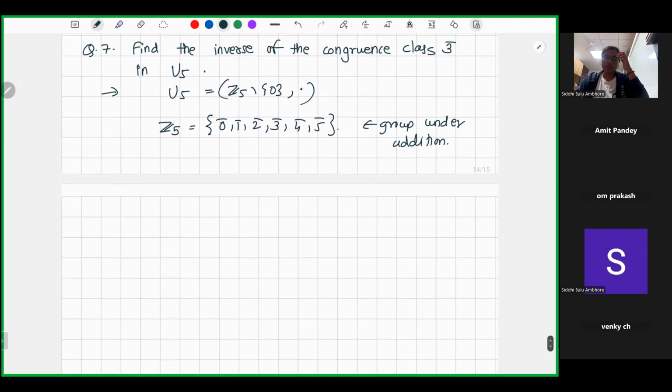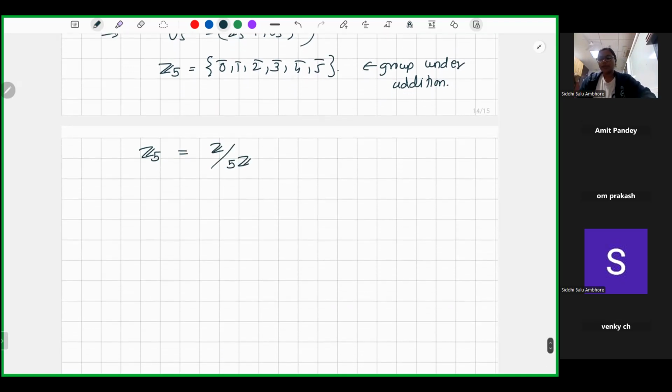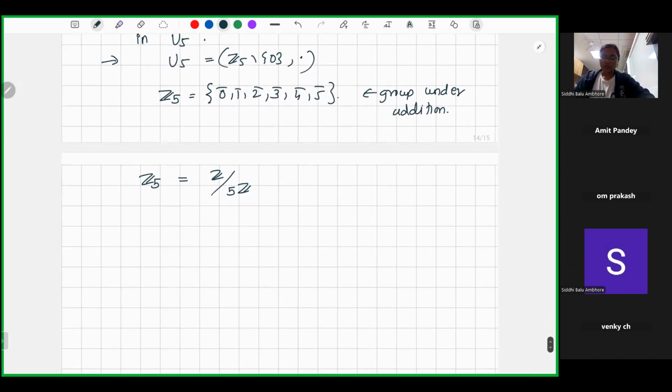What is the bar here? This Z5 actually means Z quotiented by 5Z. And what does this mean? I think the quotient of a group is not yet defined, I guess. Let me check whether it's defined or not. Yeah, it's not yet defined, but what it means is that we go modulo 5.